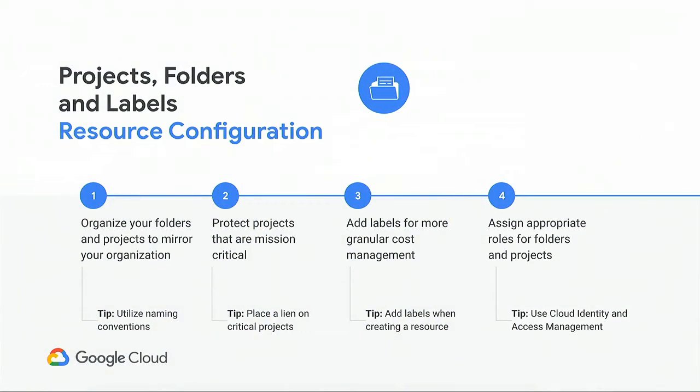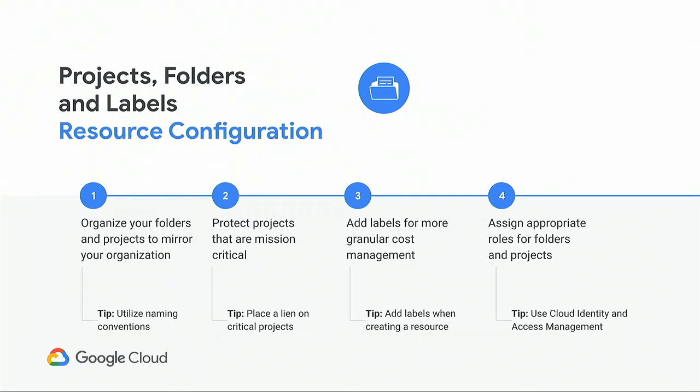So when setting up these resources, we recommend these 4 things. One is organize your folders and projects to mirror your organization. We can't stress enough, please use a naming convention that works for your organization. While I personally think naming a project CoolWriter 87 makes sense, someone in finance might not be able to tie that purchase order to that invoice and might not be able to make sense of that project. So use something that makes sense for your organization.